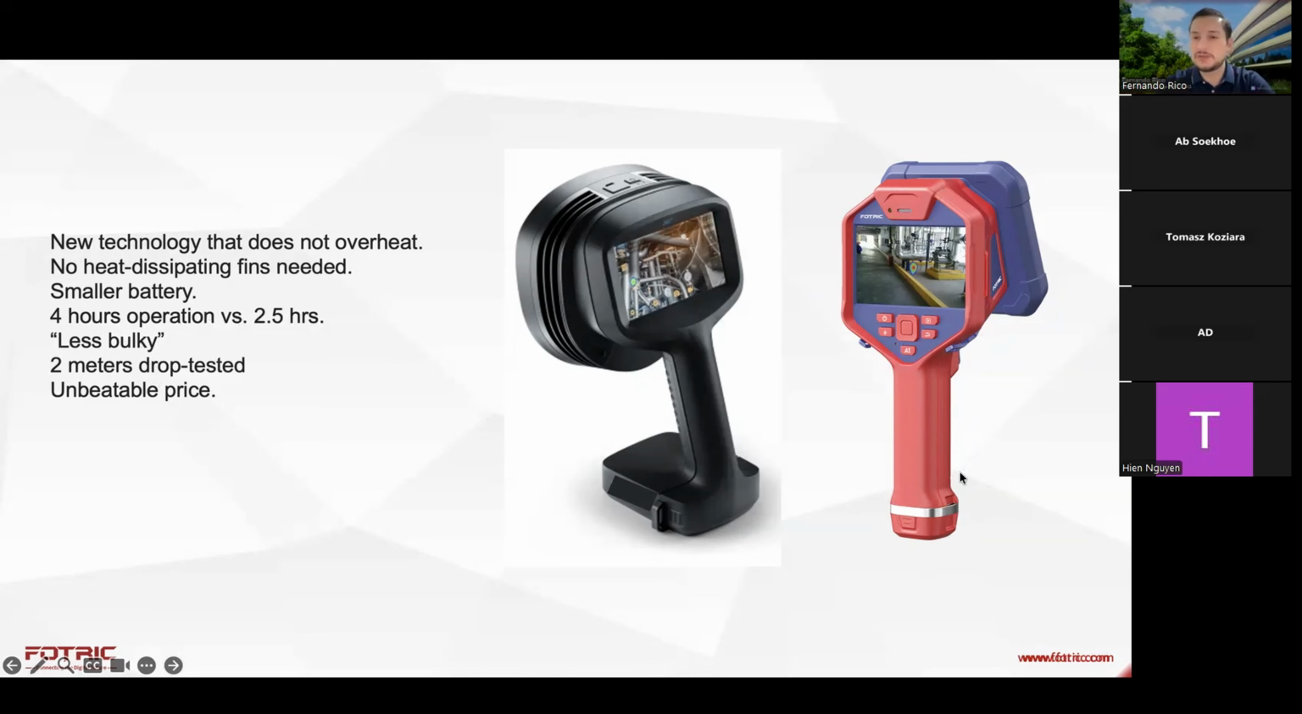I will have to double check, but FOTRIC acoustic cameras are 2 meter drop tested, something that I hardly see happening in a unit with this design. And when it comes to price, it's a hands down decision.